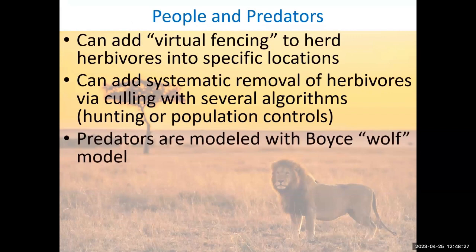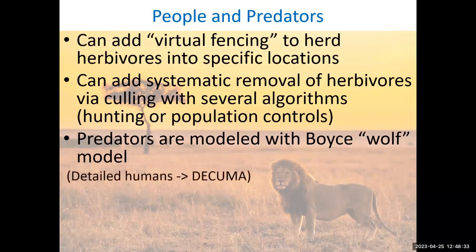Predators are available in the model. They're done with Mark Boyce's wolf model, which is out there, and I can provide the literature for that. If you want detailed humans, you've got to put in DECUMA, because they're the ones that actually have households on the landscape. But again, I've got the predator model working as well, and it works pretty well. You can start to look at it.